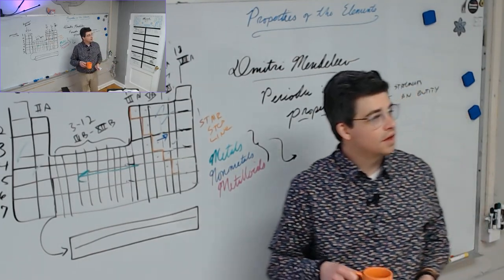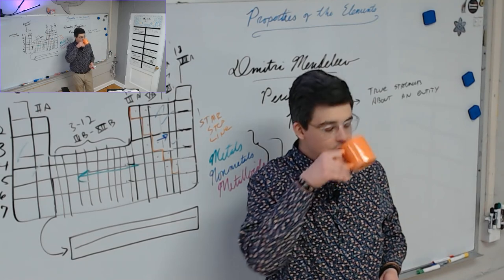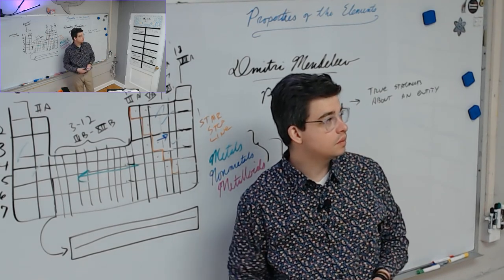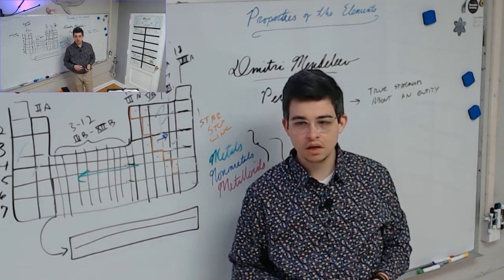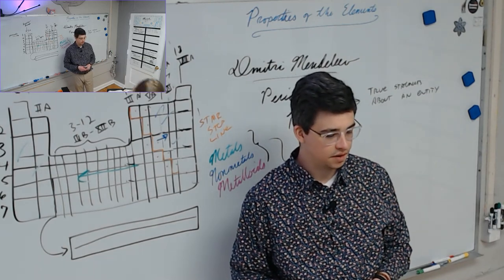What about chlorine, number 17? It's a nonmetal. What about potassium, number 19? Metal, yeah, because it's to the left of the stair step line.